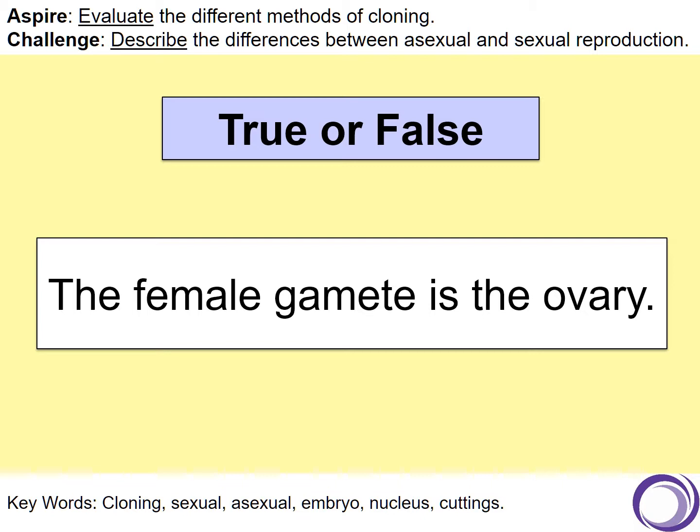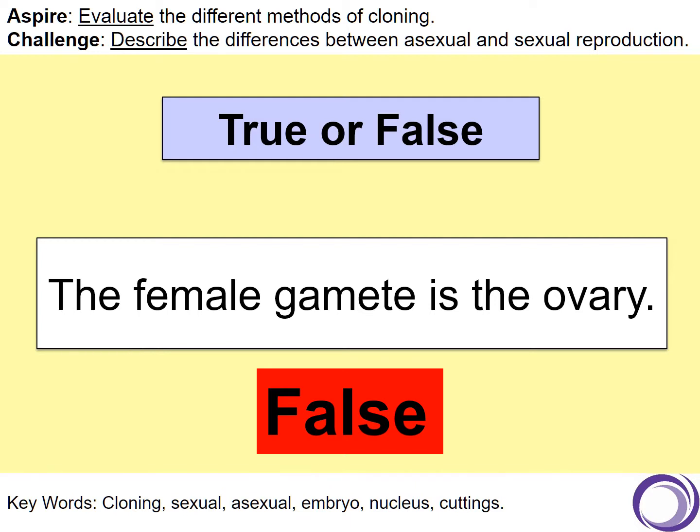Okay, so the female gamete is called the ovary. True or false? Okay, this time it's false. The female gamete is released from the ovary, but the female gamete is the egg, sometimes called the ovum, O-V-U-M. Going back to the male gamete, the sperm, that is produced by the testes. Sometimes you can be asked which organ releases the female gamete. The answer would be ovary.